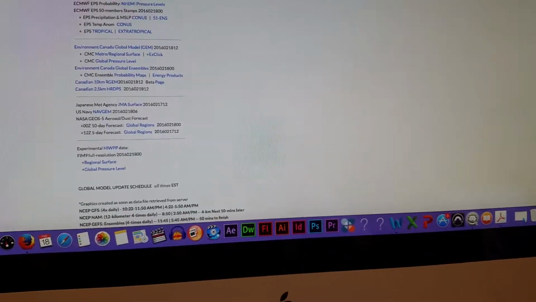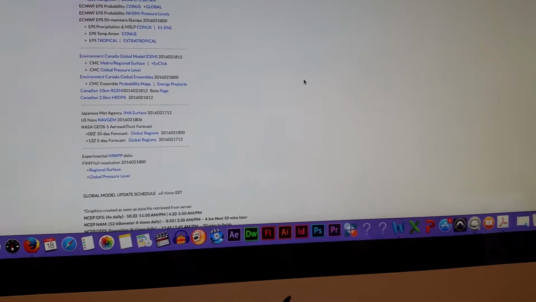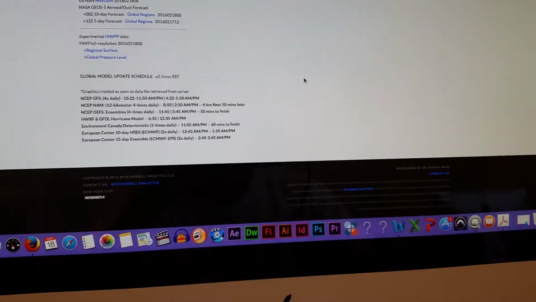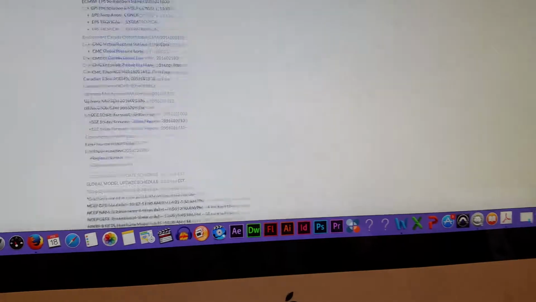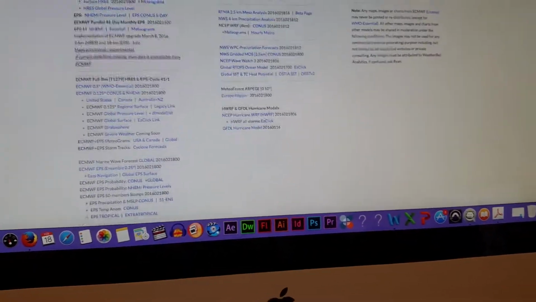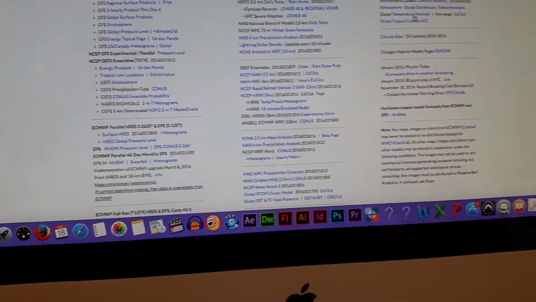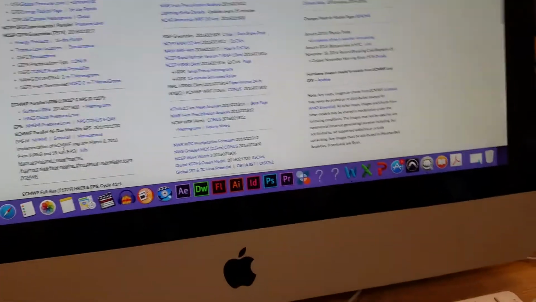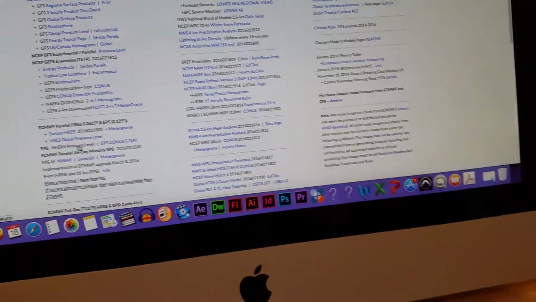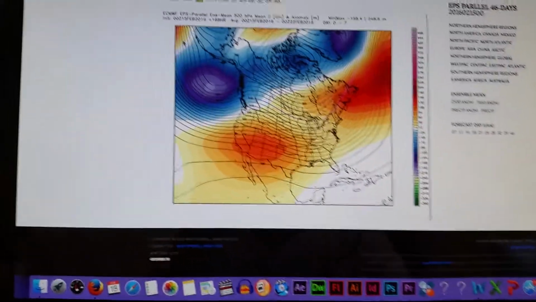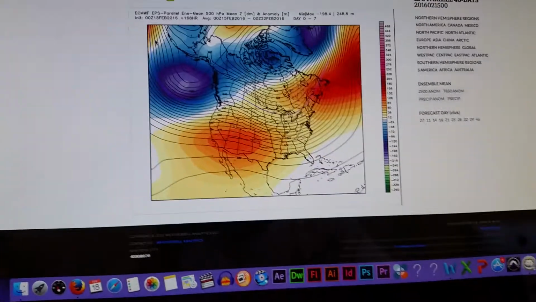Now, I want to show you this, though, off the European weeklies. If I can bring that up here on my computer screen, it would be nice. And I do have that right here. If we could take a look at the European weeklies and what I think is going to evolve here. And I think this is going to be very interesting. And this is the new parallel data. So this is the new parallel going out 46 days. And this is what I wanted right here. So here's the parallel data.